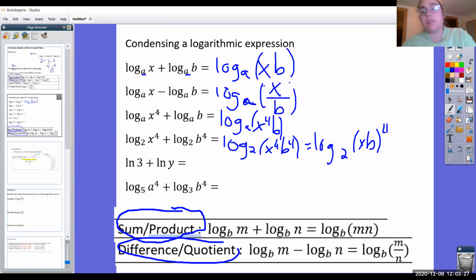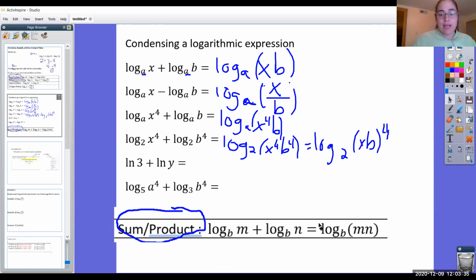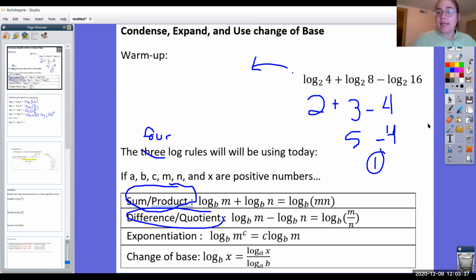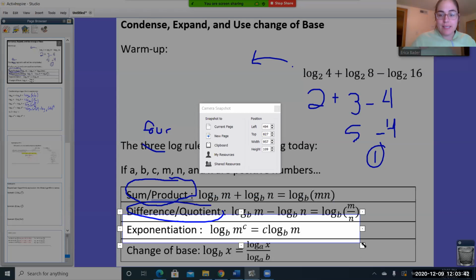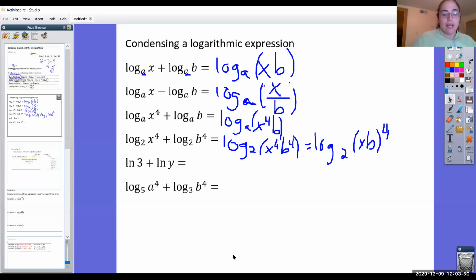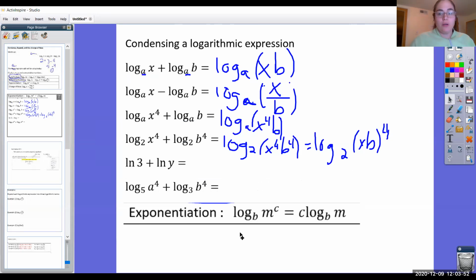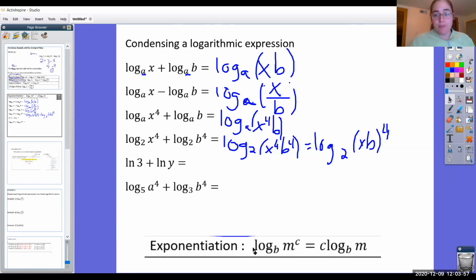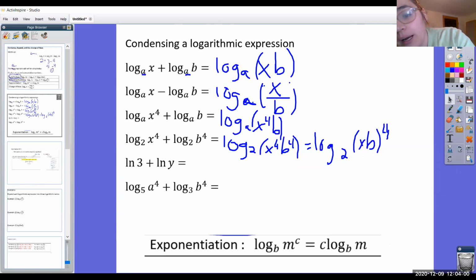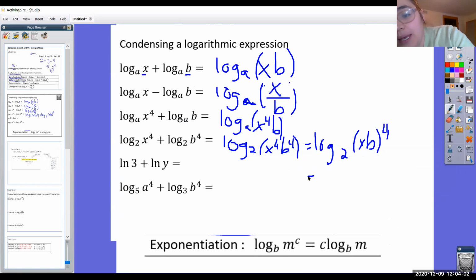And then I can use that exponentiation rule that we talked about on the first slide. I can use that exponentiation rule that says that log base b of m to the c is equal to c times log base b of m. So I'm going to use that exponentiation rule here with this exact term, and I'm going to bring the 4 down as a coefficient because I can.